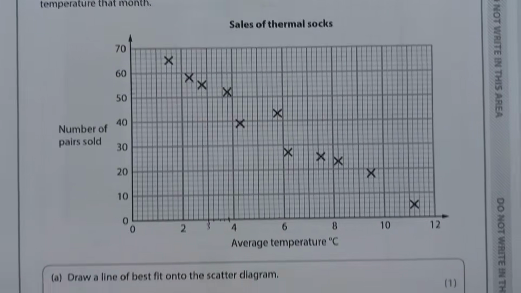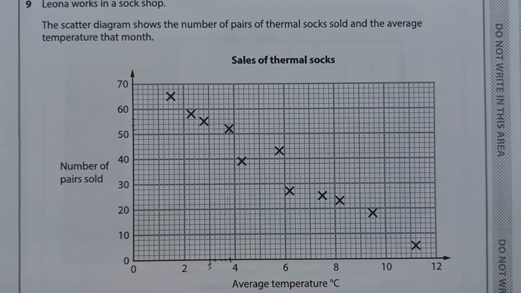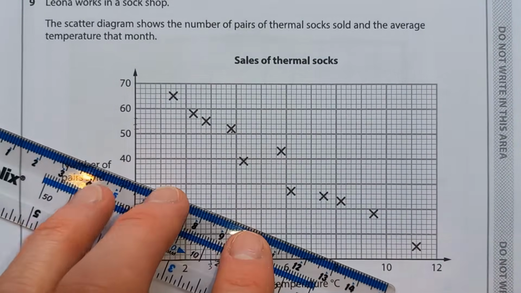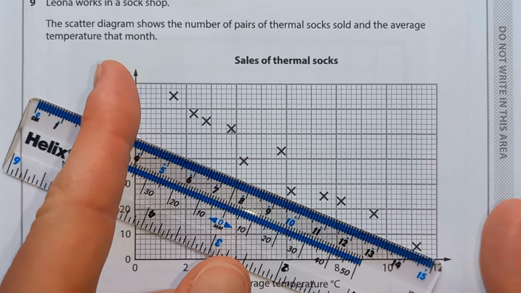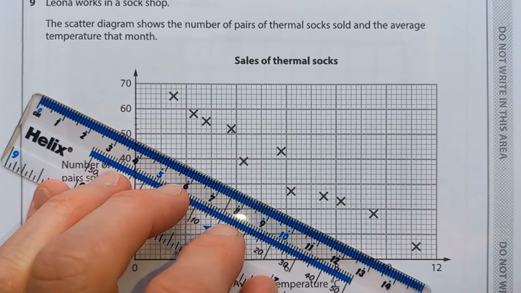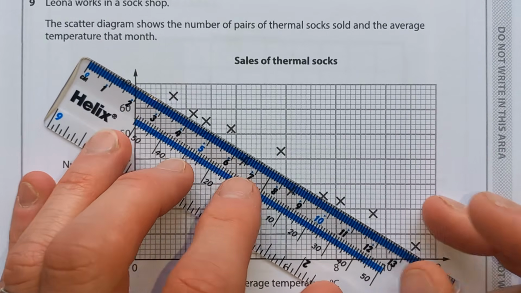Okay. Now the question says, draw a line of best fit onto the scatter diagram. So a line of best fit is a straight line that covers the area that the data's in, so we don't want to kind of go beyond my fingers. It follows the overall trend or pattern of the data.